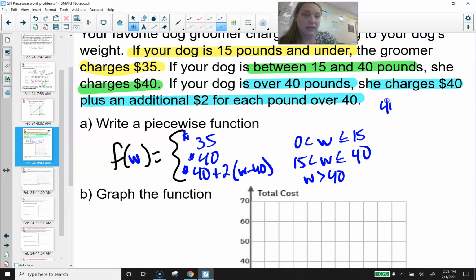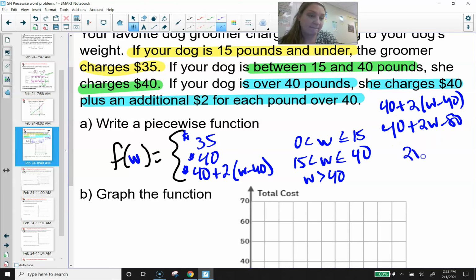If you want to do 40 plus 2 times (w minus 40), and you want to distribute that 2, and then simplify, 40 minus 80 gives me negative 40. You could use this equation also. It's up to you. You're an honors class, so I'm going to let you decide how you want to write that last equation. You can leave it exactly how it is right now, or you can distribute and simplify and use 2w minus 40 as well.